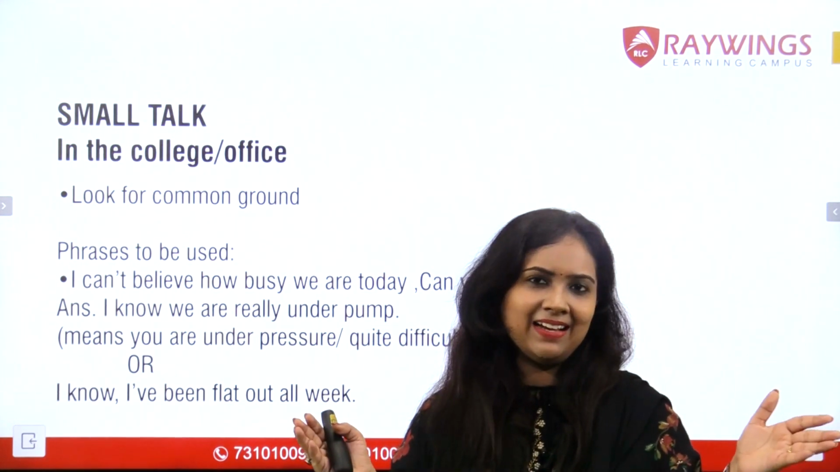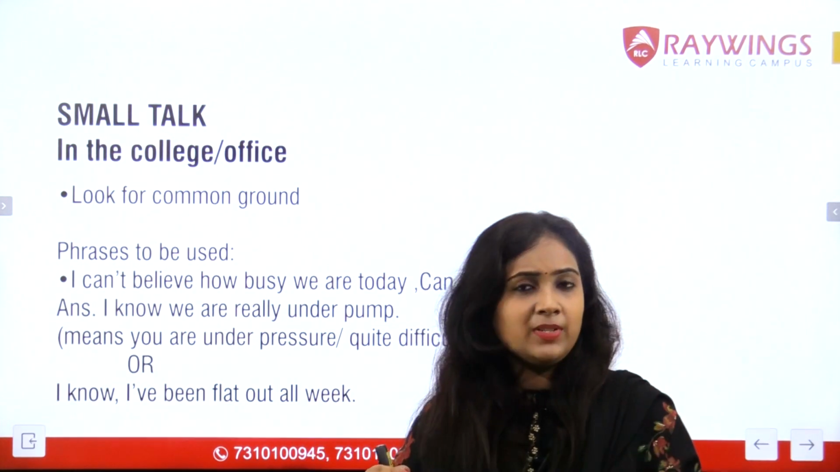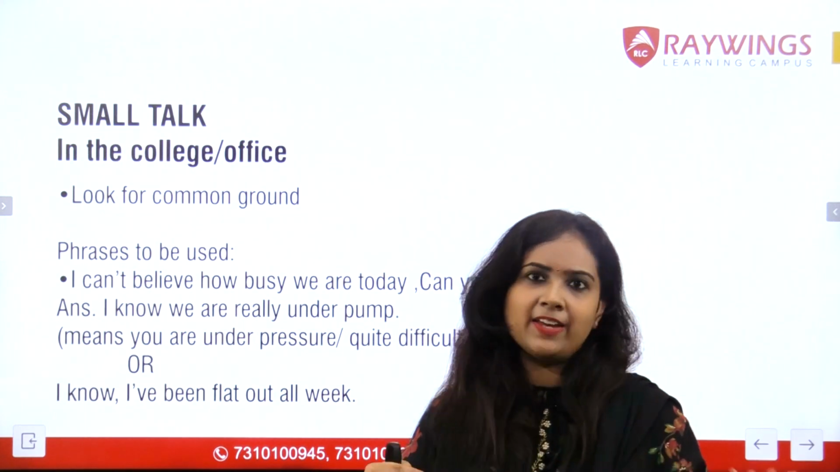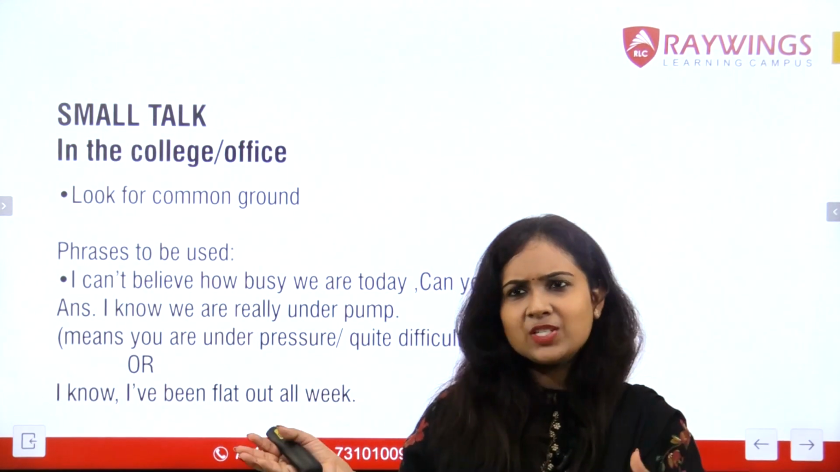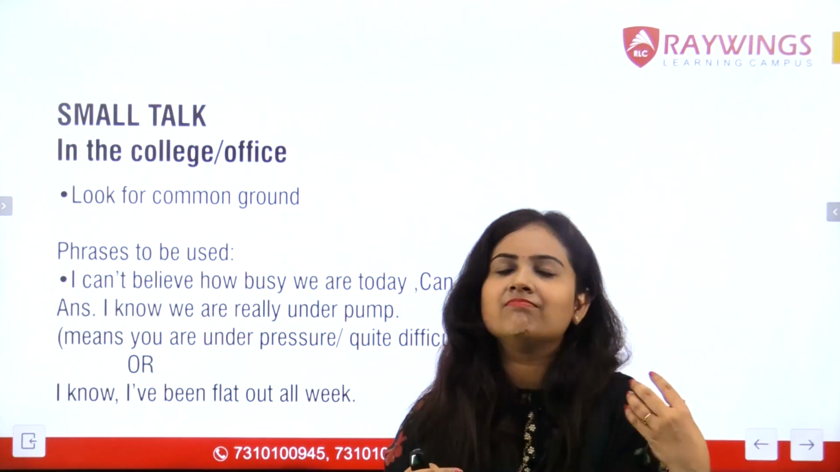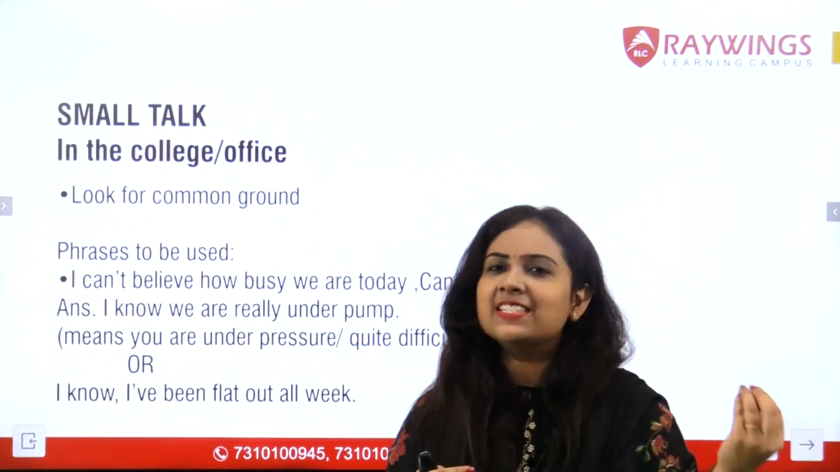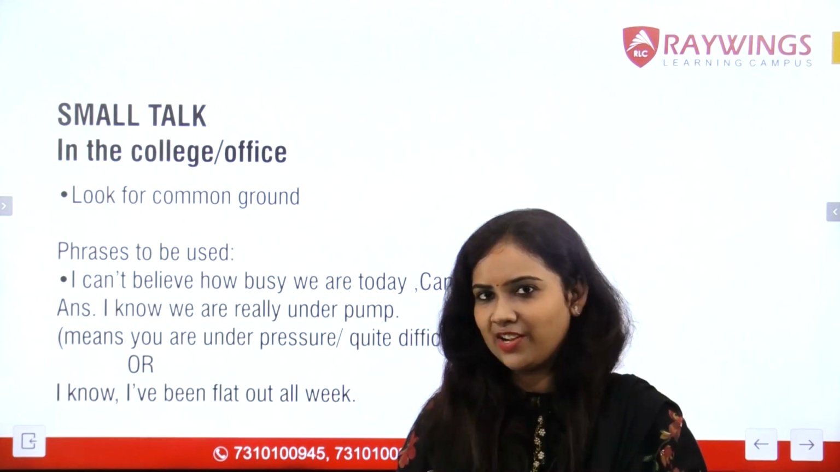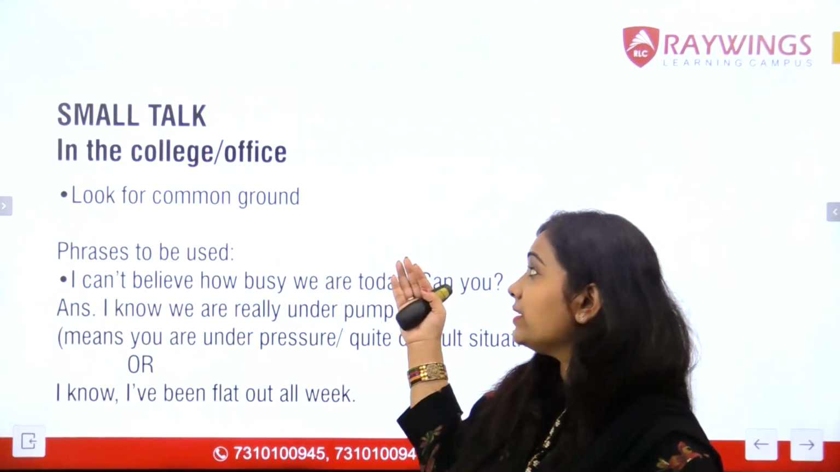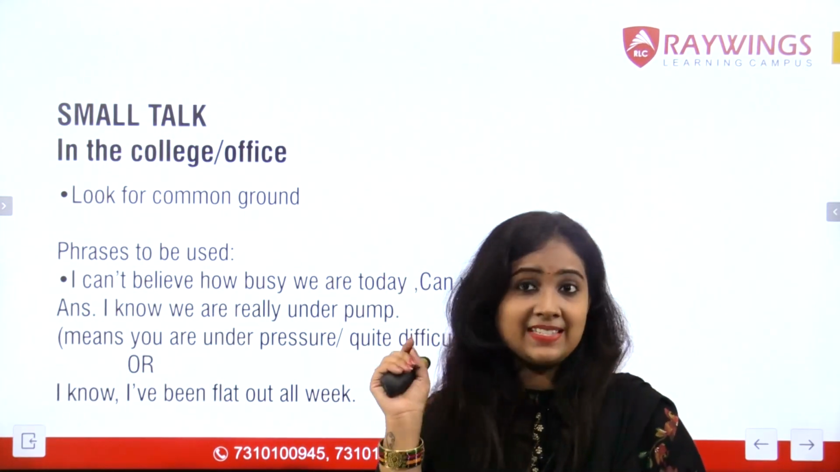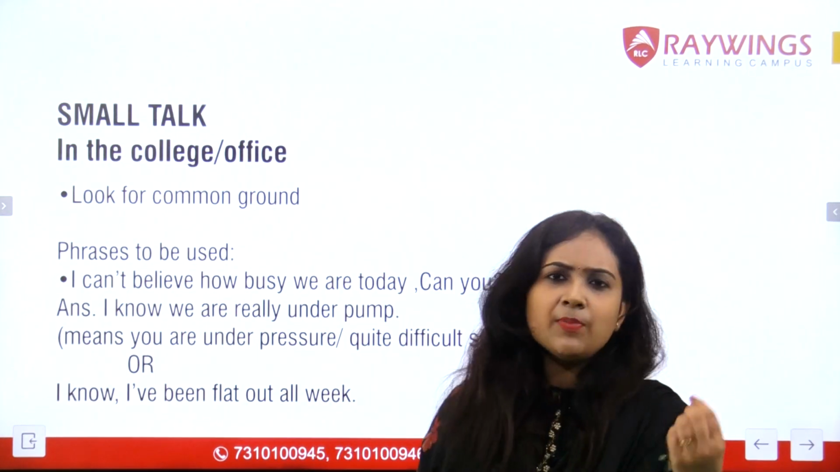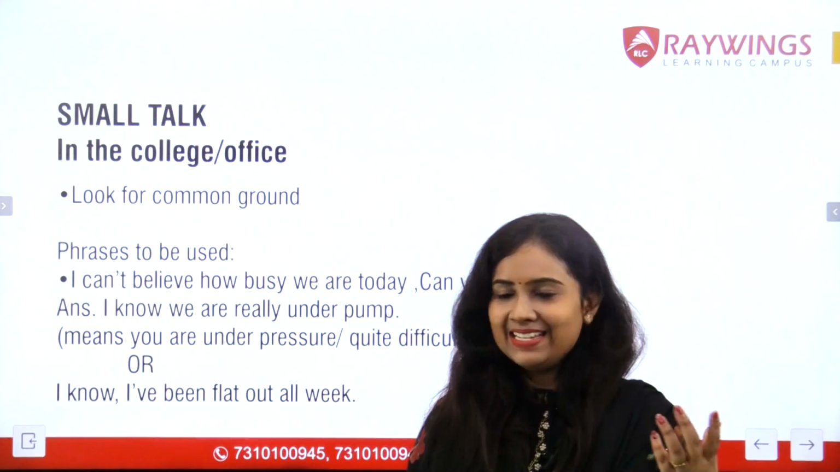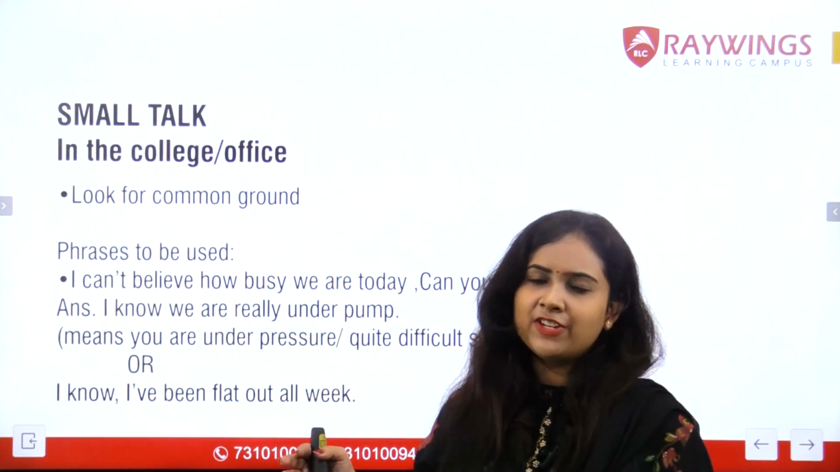Common ground is something which is common between two of you. For example, I like music and the other person also likes music. So that is one thing wherein we can have small talk, we can discuss something, and we can know about each other more. So looking for a common ground is an essential thing when you want to go for a small talk.